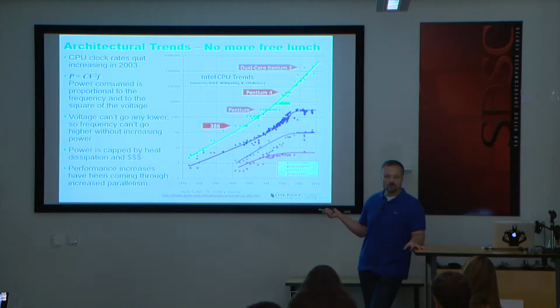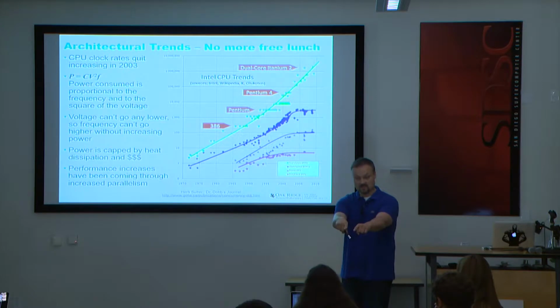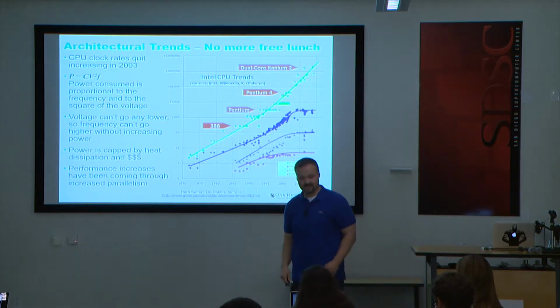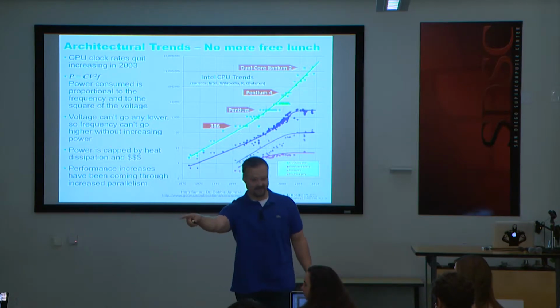So we all know that computers today run incrementally faster than they did in 2003, right? So where did that performance come from? Well, it came through increased parallelism on the chip, okay? So for example, do you know what the clock speed on your machine is? 2.27 gigahertz. Do you know what the clock speed on your machine is? There you go.